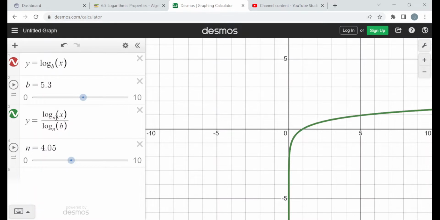And a base that is commonly changed to is base 10 or base e, those common logarithms or natural logarithms. And that's what we're going to do in a lot of these examples coming up.